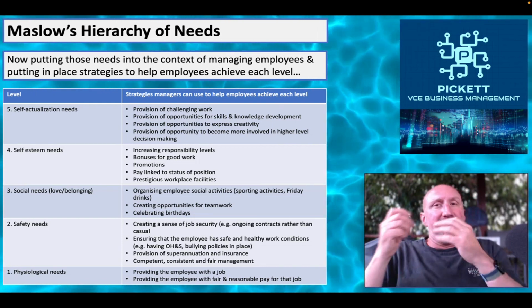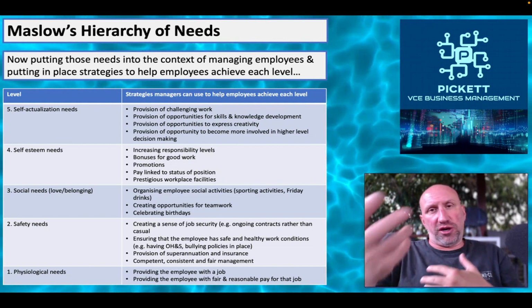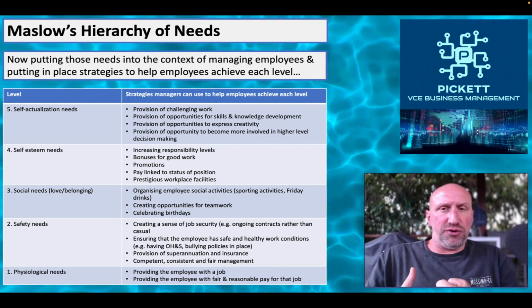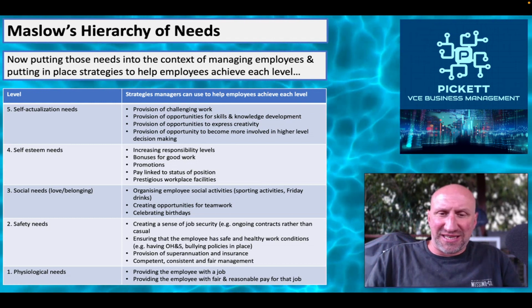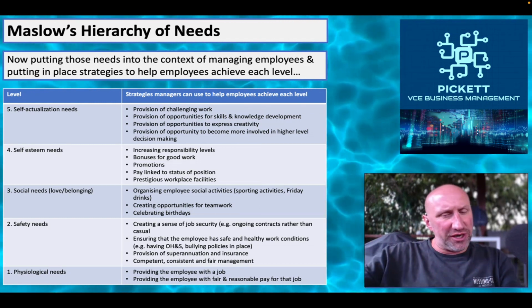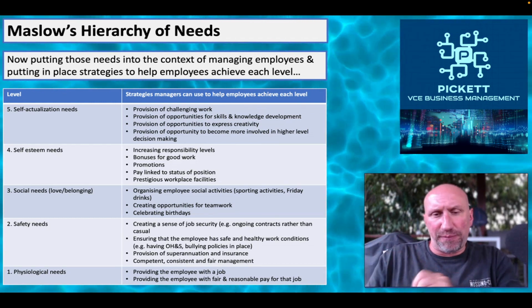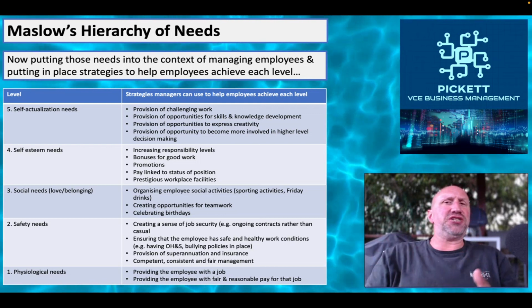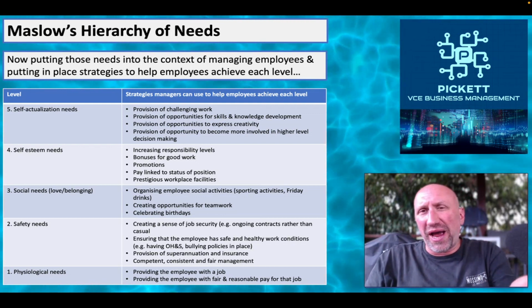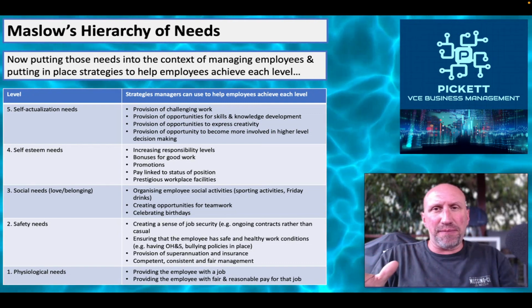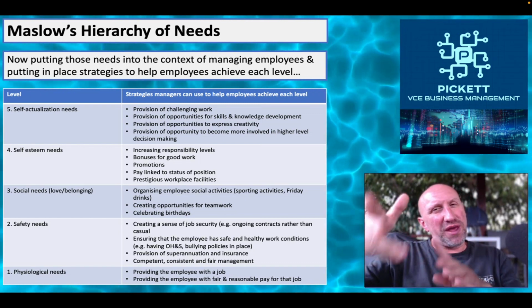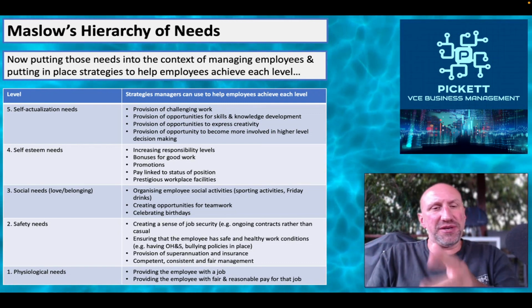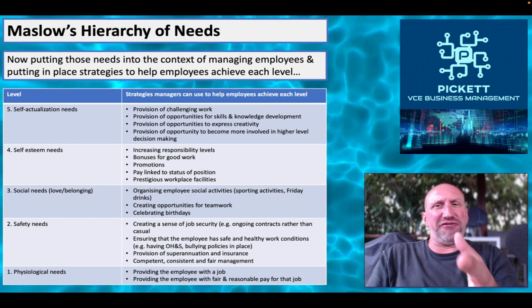They feel that job is going to be ongoing and it's not going to be taken away from them any time soon. They come to work and they feel physically safe. Their superannuation's been paid, work cover is being paid, they're being managed in a competent and fair way. So all of the safety needs are being met, but they still don't feel they're part of the team.